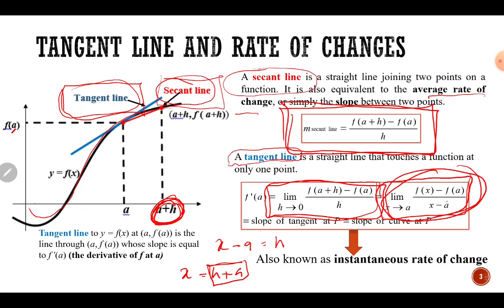Maknanya sekarang our a here, nilai a is x naught. Kalau you nak guna yang ni pun boleh, maknanya ganti je lah x naught tu, a becomes x naught. Maknanya f(x naught plus h) minus f(x naught) over h. But for me, I think this one becomes a little bit complicated lah.